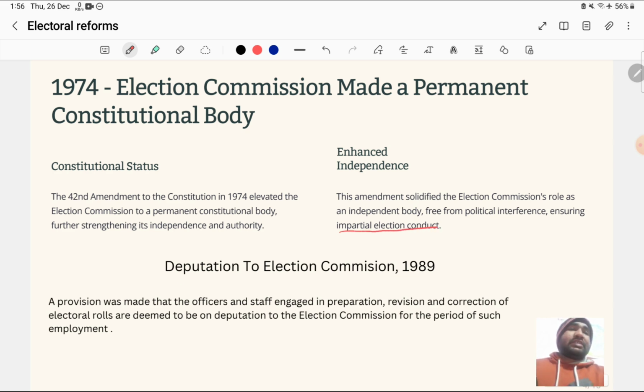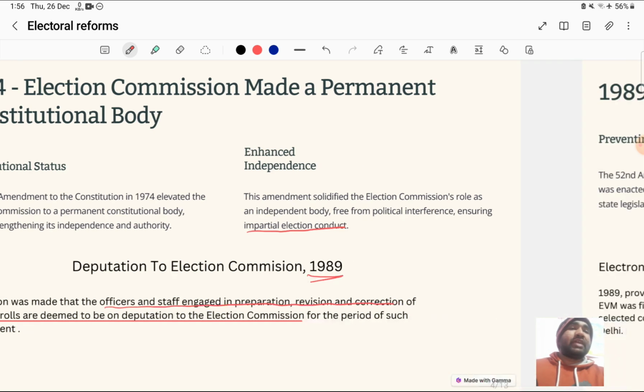Now, to further strengthen the Election Commission, deputation to Election Commission was made in 1989. Under it, the officers and staff engaged in preparation, revision and correction of electoral rolls were deemed to be on deputation to Election Commission, which means that during the period of election, all the personnel engaged in conducting the elections were considered to be under the jurisdiction or superintendence of Election Commission of India. So at that time, all those personnel will act according to the Election Commission of India, thus strengthening the power of Election Commission of India and ensuring transparent elections.